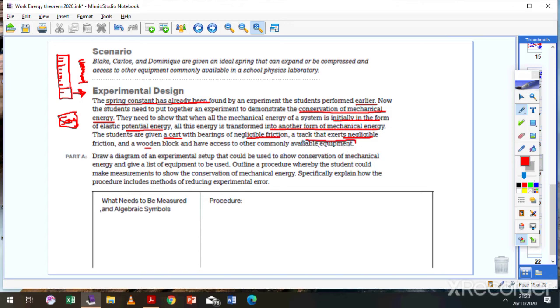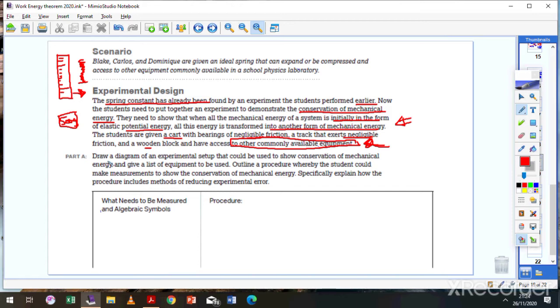So this statement helps us because it means we can use equipment that's not stated here, or we can totally choose to ignore equipment that's stated here and use other equipment that's commonly available in the lab.